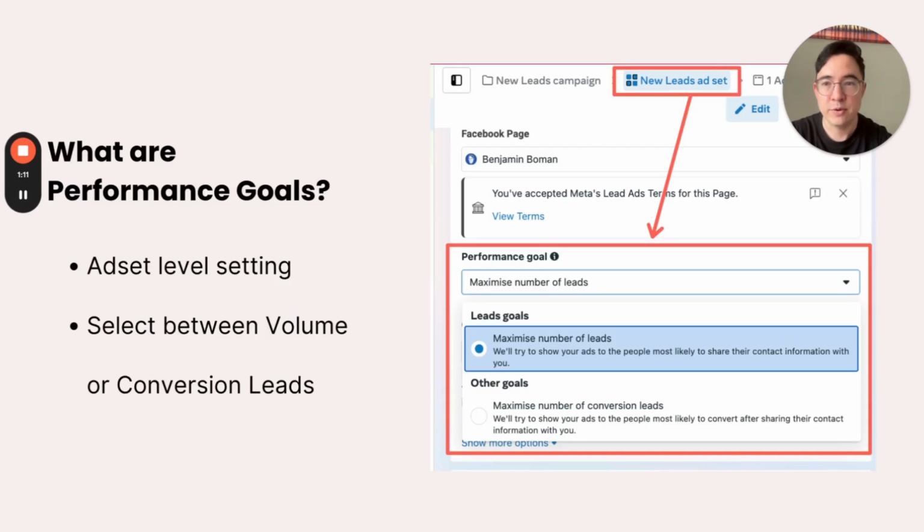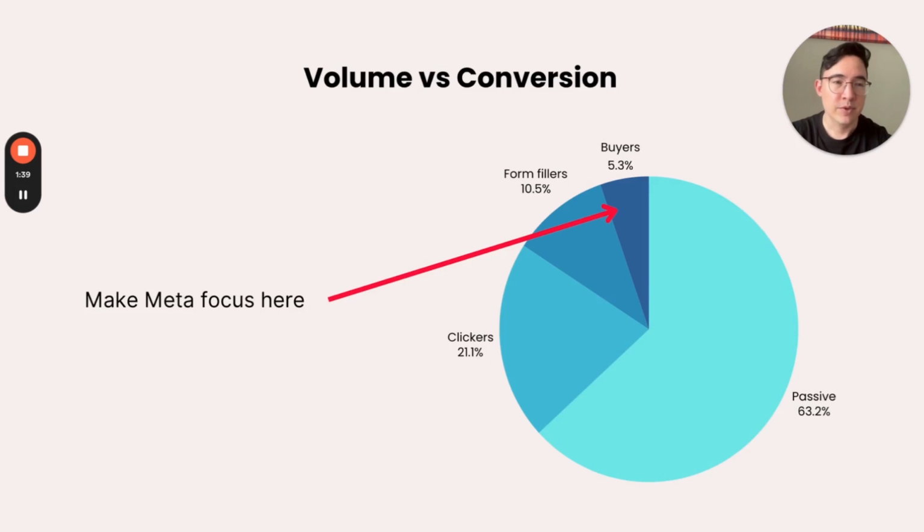So what are performance goals? Basically, they're an ad set level setting that tells Facebook what kind of leads you want to get from the form. So you can choose between maximize the number of leads and maximize the number of conversion leads. If you think about it from Facebook's perspective, they're probably dividing up the users into different behaviors, or who is most likely to do a particular action. Most people are probably going to be passive scrollers, the people who see awareness ads, but then you're going to get people who click but don't really buy anything. And then you get people who fill out forms and people who actually buy stuff.